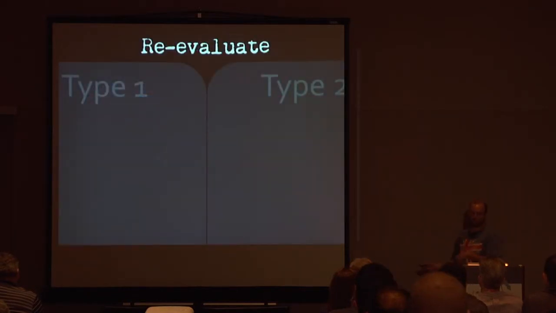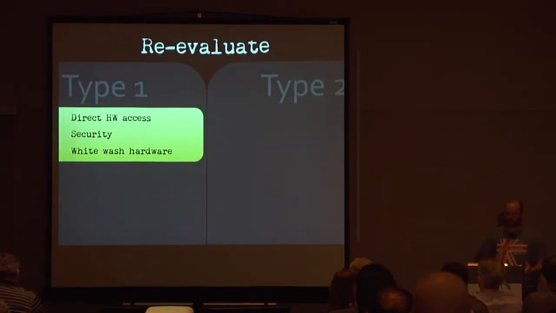And so when we step back and reevaluate, we see that client hypervisors, Type 1 especially, have direct hardware access, they offer security, and they offer us the ability to whitewash our hardware, which is how we get to single image management. Because now we have the hypervisor that handles all the differences, and one clean slate that we can deploy those operating systems to. So now we get that security from the disk encryption, plus we get the ability to deploy one single image to all of those different pieces of hardware.